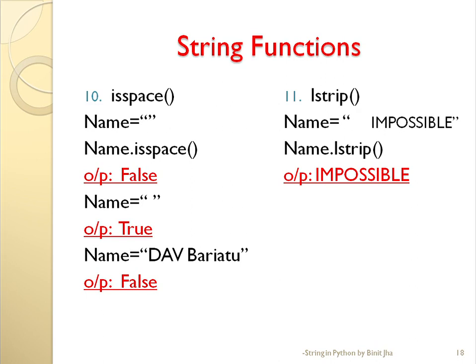lstrip, what it will do, lstrip is used for removing the space from the left hand side. So this name variable is containing the value impossible and it has some space on the left hand side. So when we make use of lstrip, it removes that space and the output that we are getting is impossible.